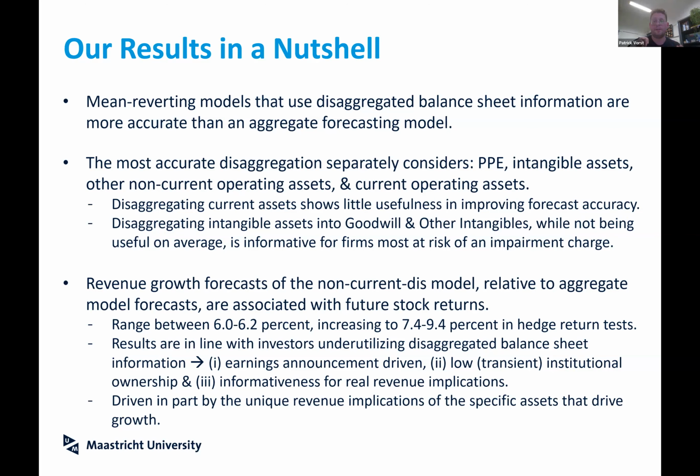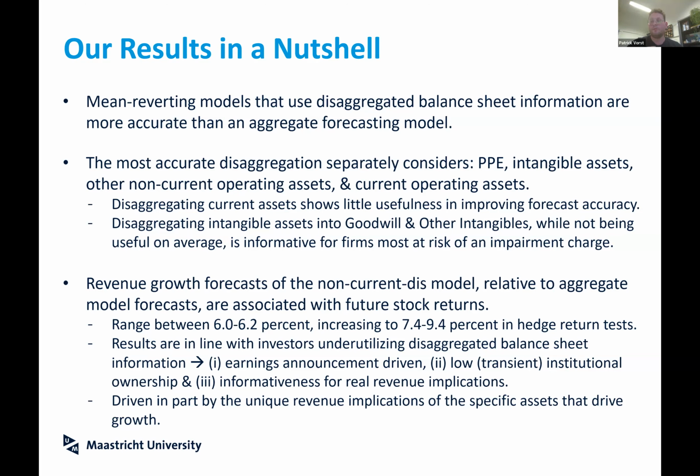So in our main test, we have aggregated all the intangible assets, but you could argue things like goodwill are much different from maybe other types of intangibles that you see. However, on average, we do not find that this disaggregation is useful for forecasting, with one exception, and that's if you start to look at cases where maybe goodwill is most different from those other intangibles, which is for firms that are at risk of an impairment.